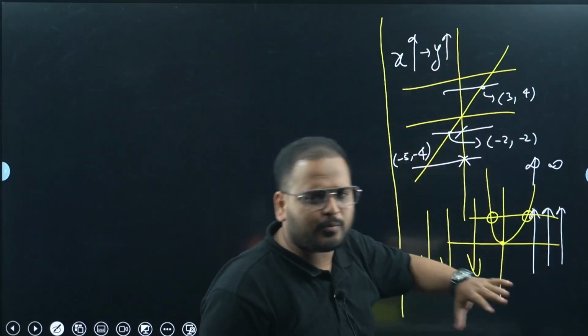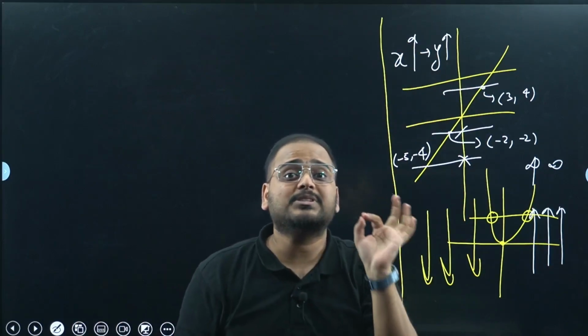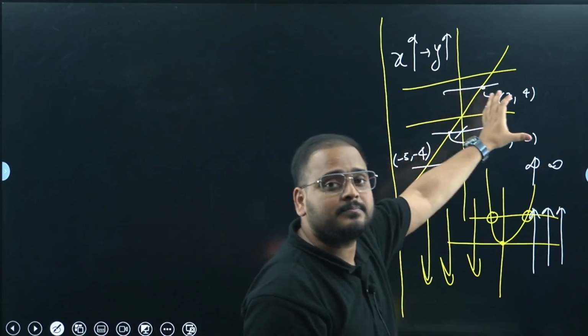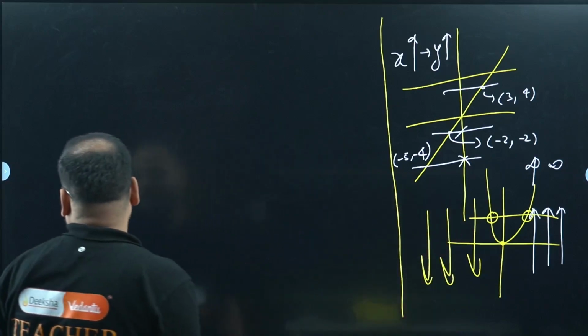It can be decreasing also, not a problem. Either increasing or decreasing, but it has to be single nature. Whenever it is strictly increasing or strictly decreasing, the function is 1-1. Here, with dual nature, the function is many-one, or not 1-1.